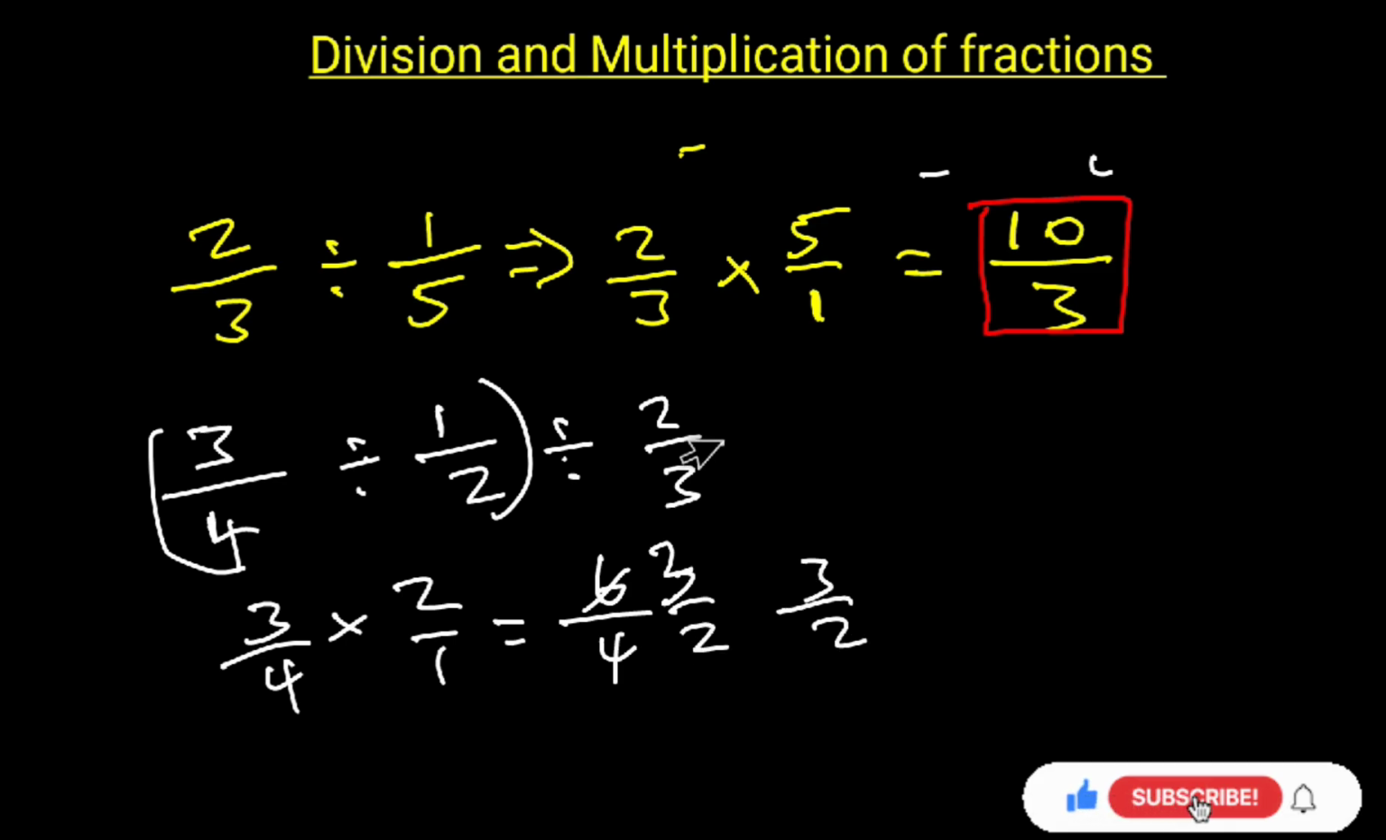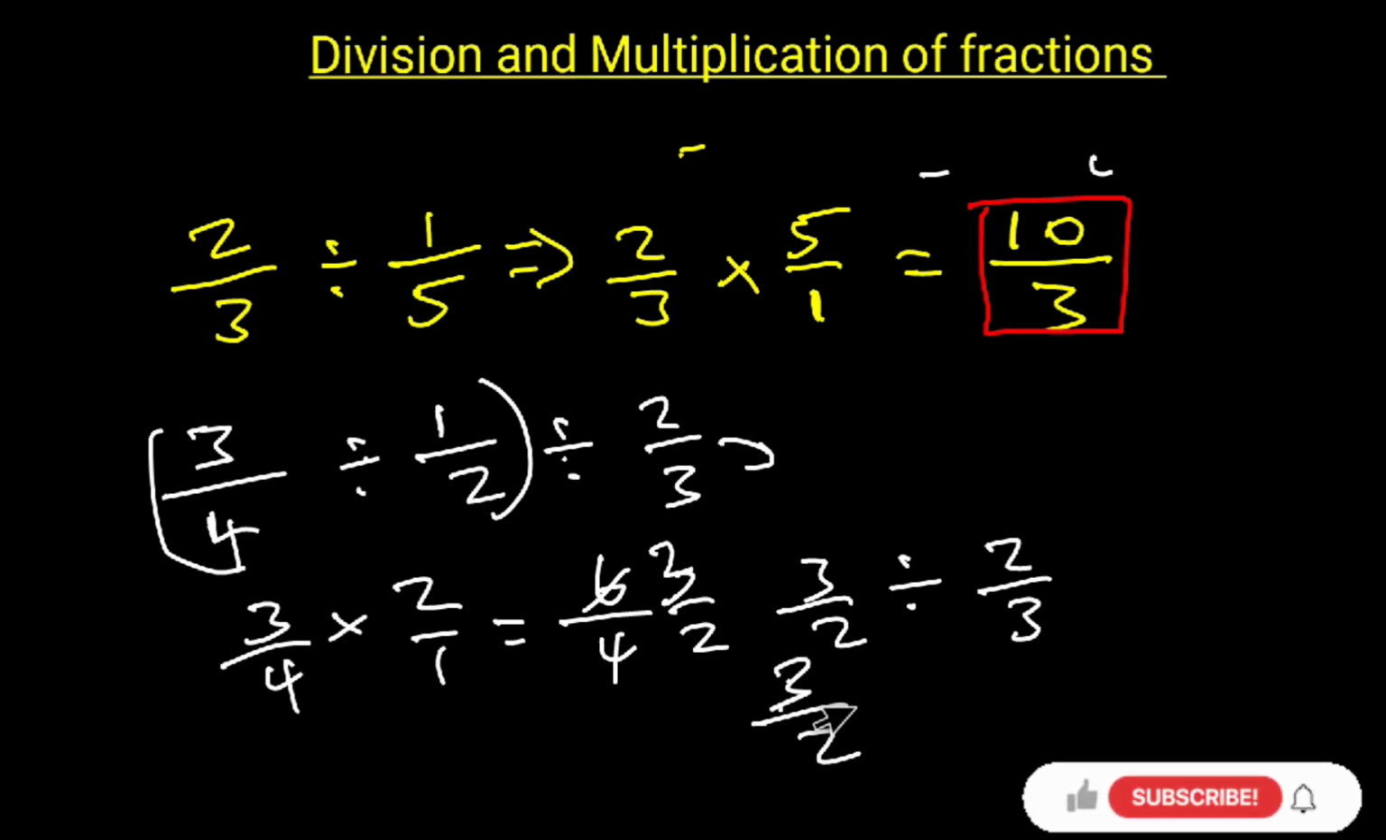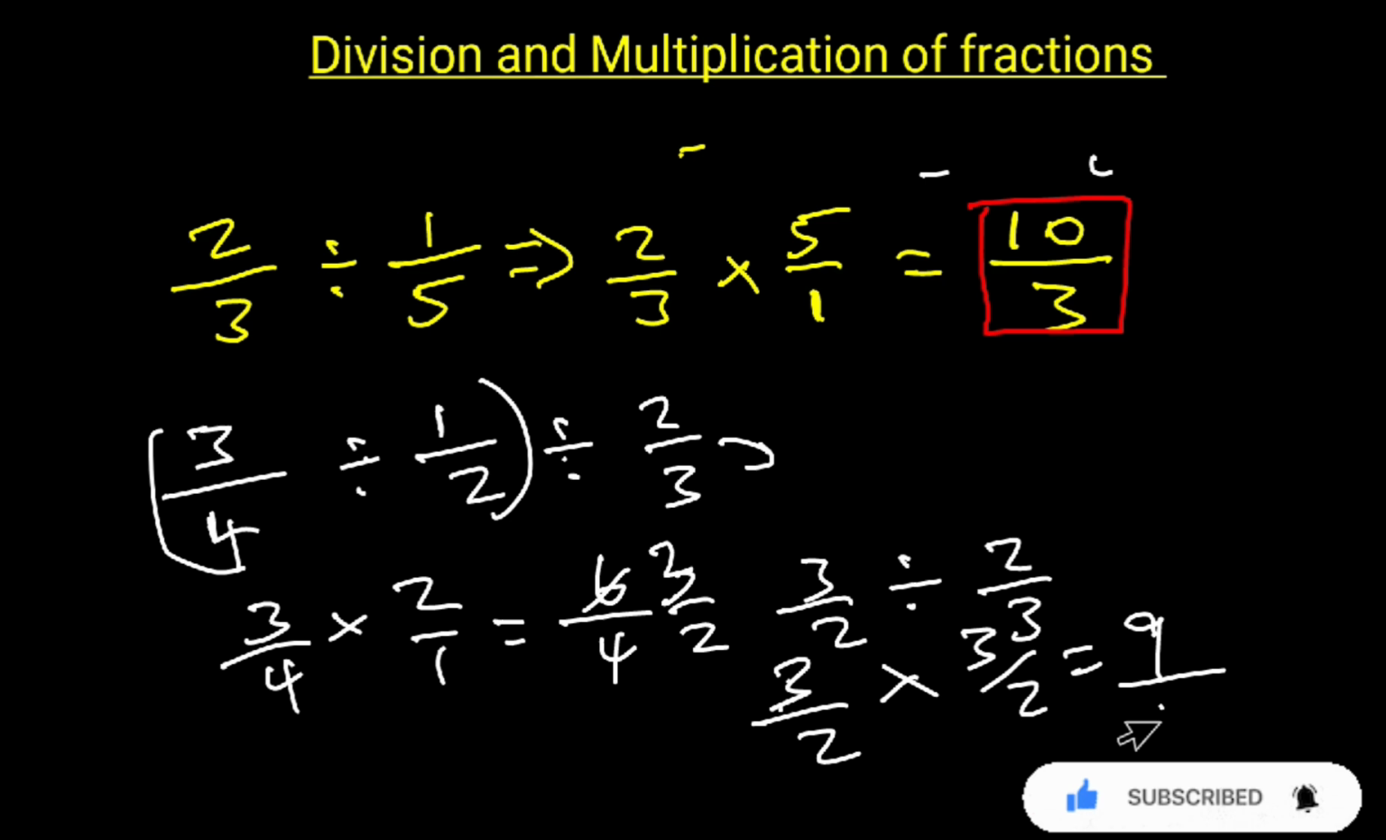We now bring down this fraction. So we're going to have 3 over 2 divided by 2 over 3. The same way we solved the other one, we have 3 over 2. We are going to change this division sign to multiplication sign, and when we do that, we reverse this fraction to 3 over 2. And so 3 times 3 is 9 over 2 times 2 is what? Is 4. And so this is our final answer.